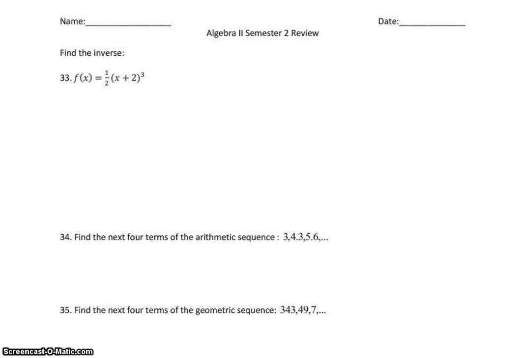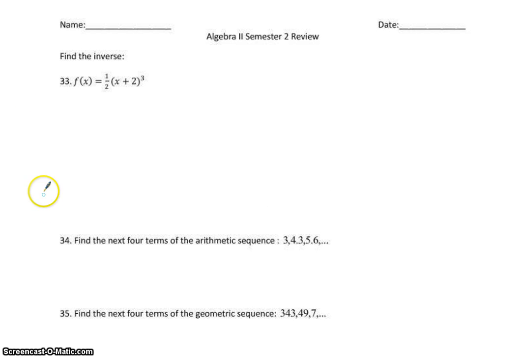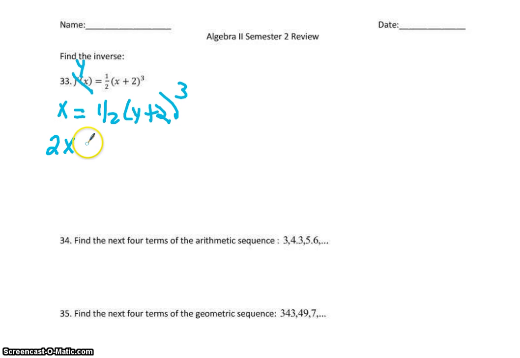We'll do one more problem. Find the inverse. The first thing you do is you change this to a y. Then you swap your x and your y. So x is equal to 1/2 times y plus 2 to the third. When you divide by 1/2, you actually multiply by 2. So 2x is equal to y plus 2 to the third. You've got to uncube it. So we're going to say the cubed root of 2x is equal to y plus 2.